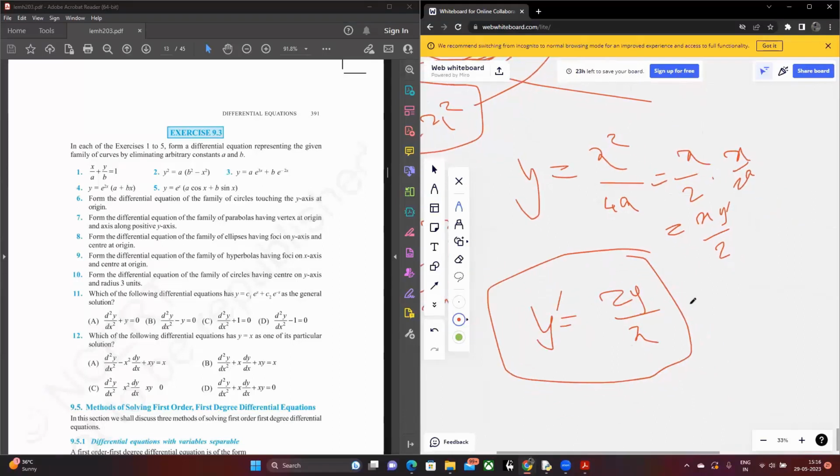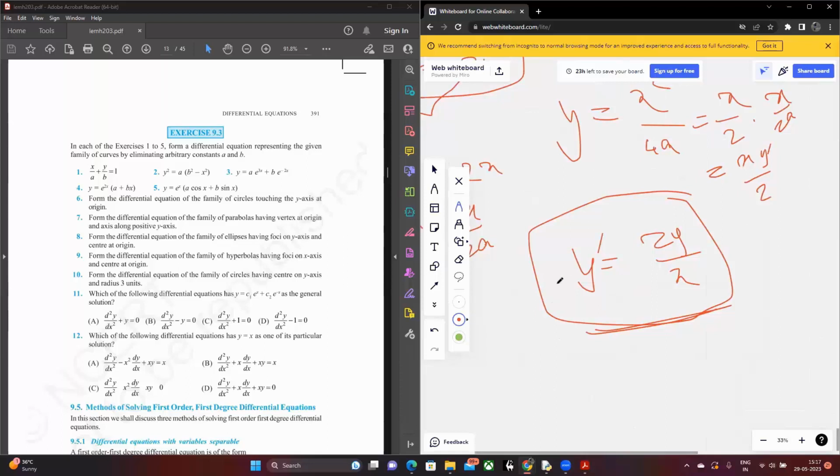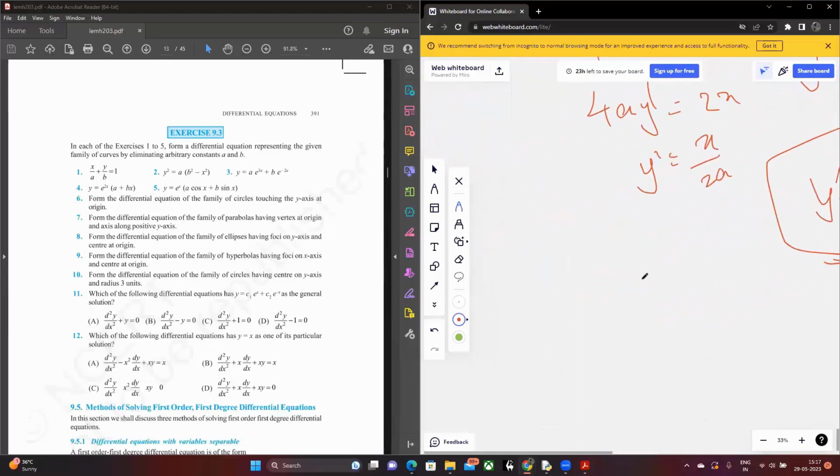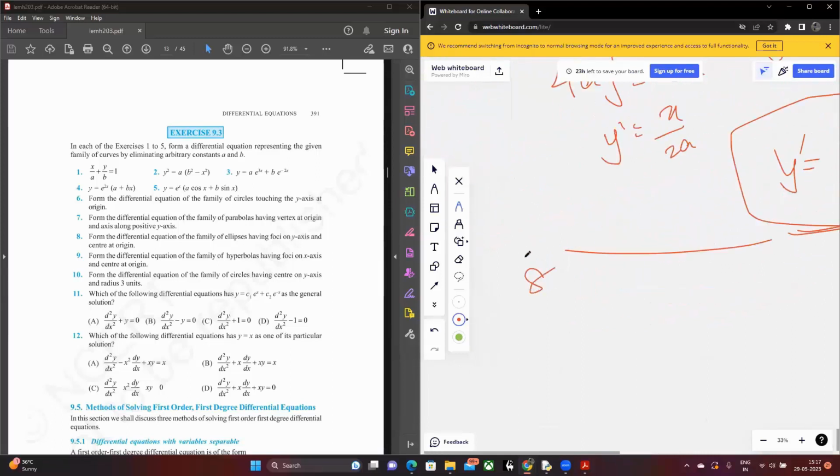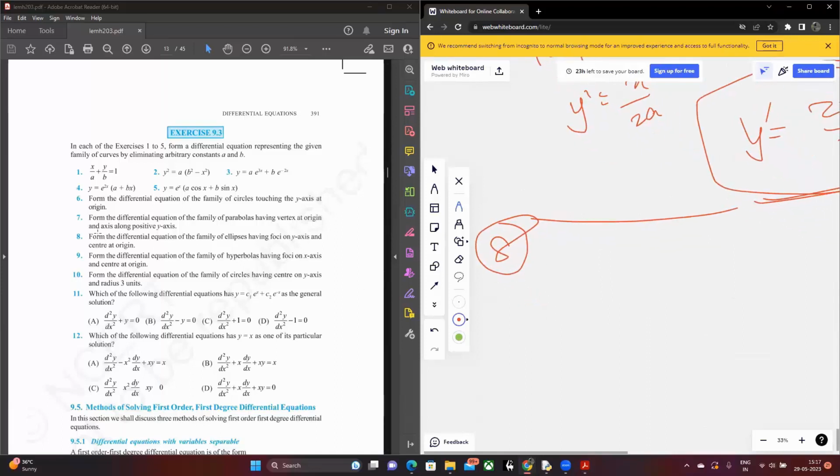Or you can say that xy' equals whatever, but I usually like this kind of representation where you only have the differential term on one side and the non-differential terms on the other. And so this is basically the required differential equation. You can write this in any form: xy' equals 2y, or xy' by y equals 2, or xy' minus 2y equals 0. Whatever form you write, that's correct. Nobody cares about that. It's just that you need to get this form perfectly. Cool. Question number 8.